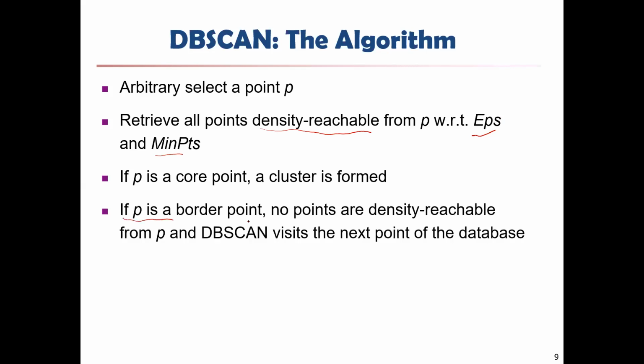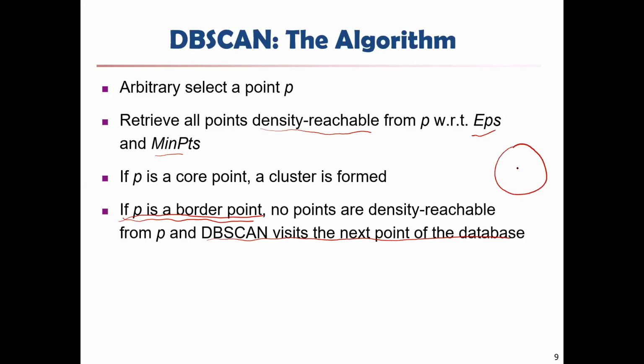If P is a border point, however, it looks like it might be a member of a neighborhood, and no points are densely reachable from P. In that case, DBScan is going to visit the next point in the database because you cannot start a cluster from a border point. A border point can be a member of a cluster.